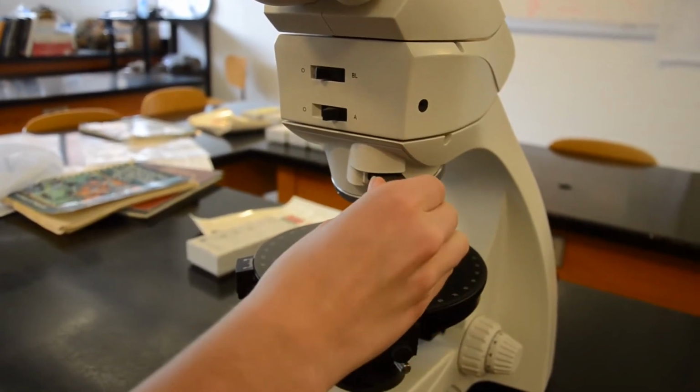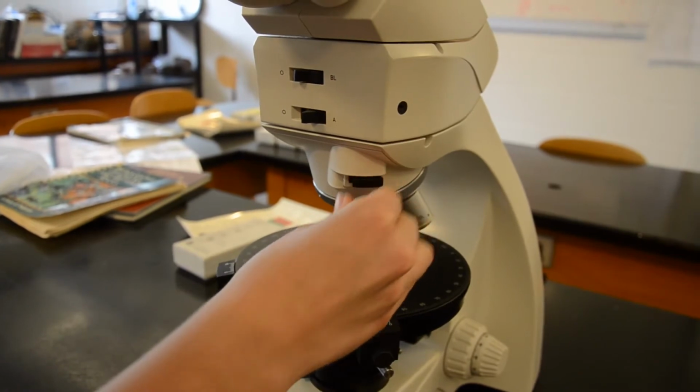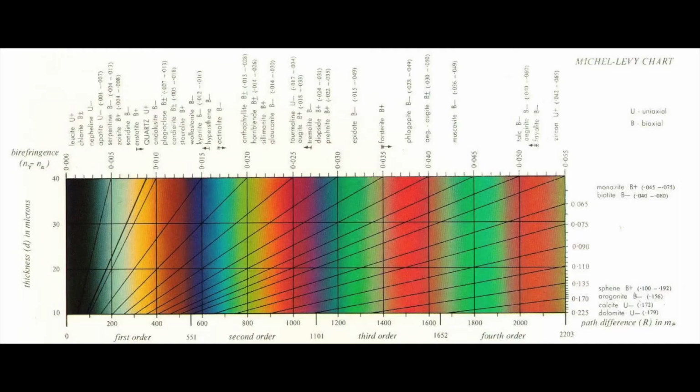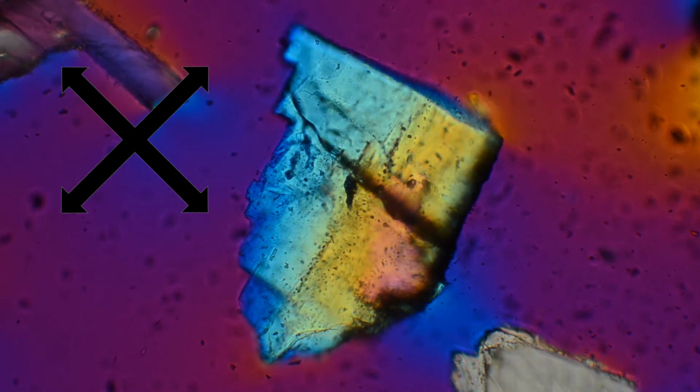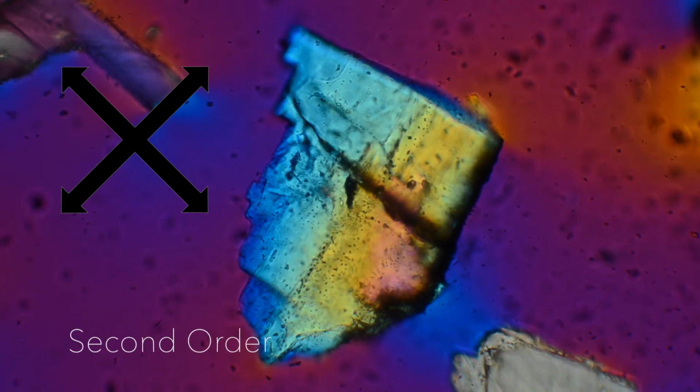Here, I insert my accessory plate. Inserting the accessory plate will make the material appear magenta at the extinction positions because the plate's retardation displays a first-order magenta. This is the view of the same mineral with the accessory plate inserted. Here, our mineral now displays second-order interference colors.